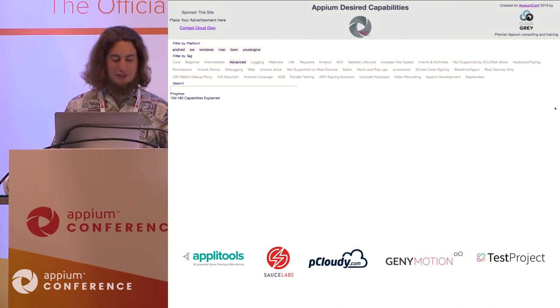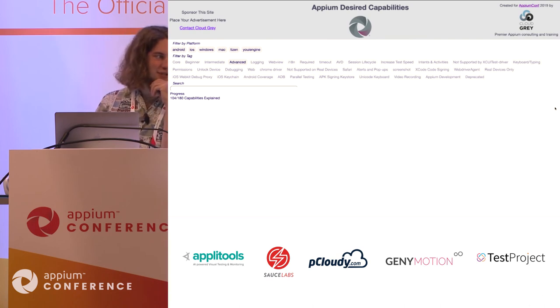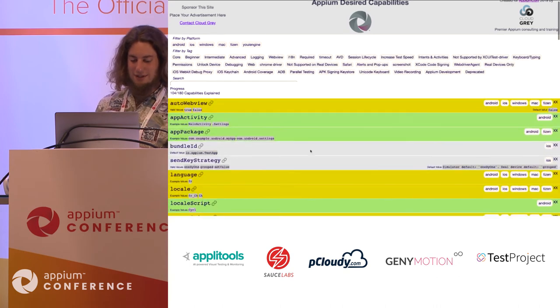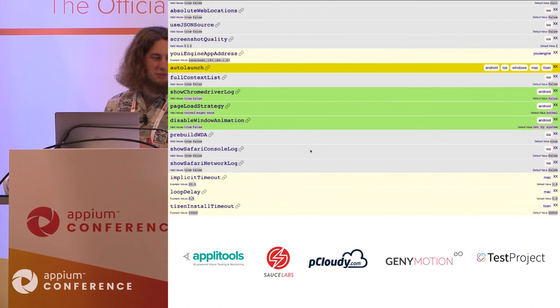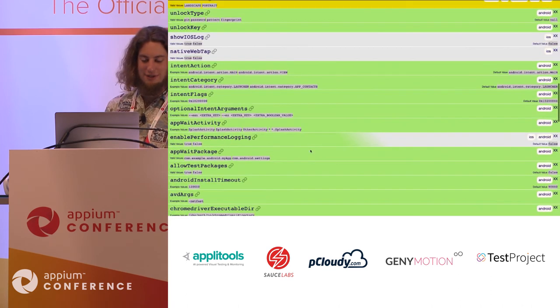That's all the advanced ones. 104 out of 180. That's pretty good. We have like 10 minutes, I think. Anybody want any specific ones? We'll just grab one randomly here.